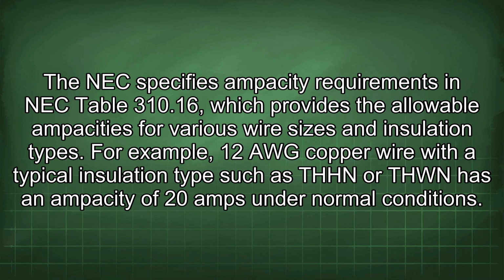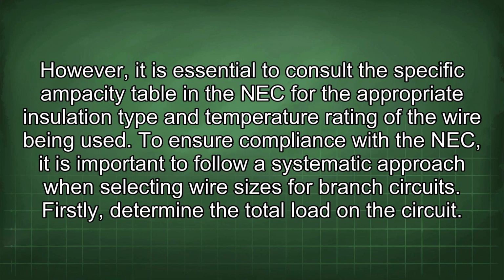The NEC specifies the ampacity requirements in NEC Table 310.16, which provides the allowable ampacities for various wire sizes and insulation types. For example, 12 AWG copper wire with a typical insulation type such as THHN or THWN has an ampacity of 20 amps under normal conditions. However, it is essential to consult the specific ampacity table in the NEC for the appropriate insulation type and temperature rating of the wire being used.